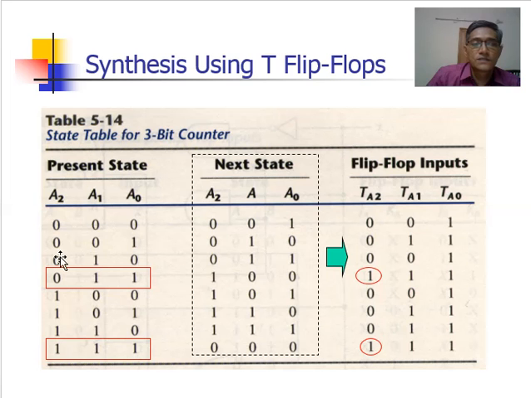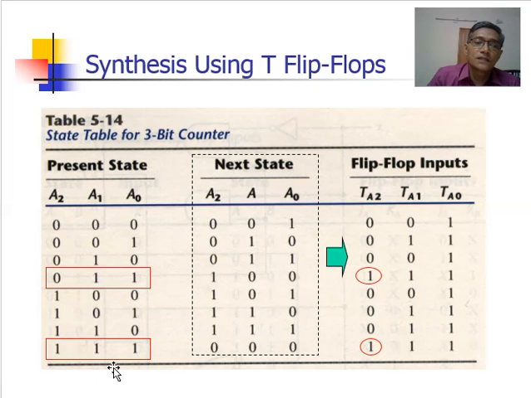For the third one, present state 0, next state 0, input T is 0. Fourth combination, present state 0, next state is 1, so the input T is 1. Next, present state is 1, next state is 1, but input T is 0. Fifth one, present state is 1, next state is 1, again 0. Present state is 1, next state is 1, again 0. Finally, present state is 1, next state is 0, T input is 1.